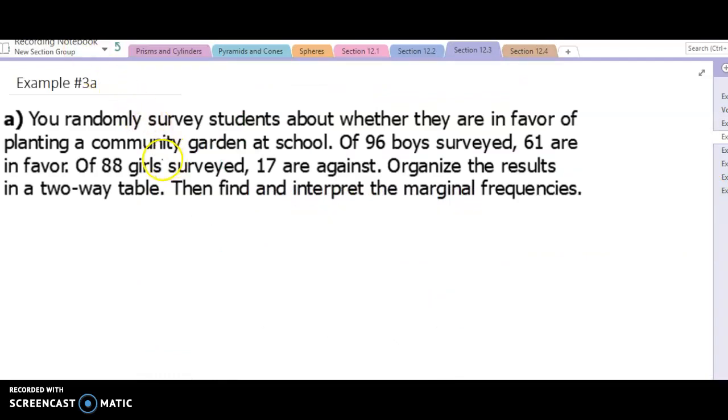All right, so let's look at example 3A. It says you randomly survey students about whether they are in favor of planting a community garden at school. 96 boys are surveyed, 61 are in favor. Of 88 girls, 17 are against. Organize the results in a two-way table. Okay, so the two things we have is we have boys and girls. And I'm going to go ahead and draw this.